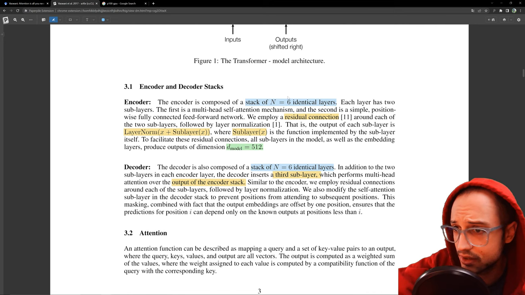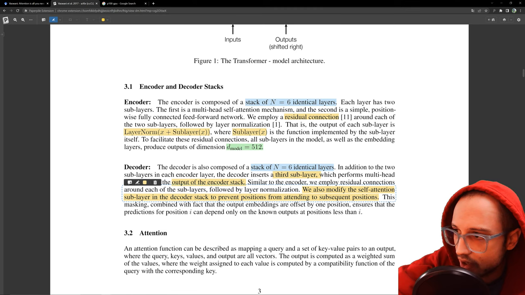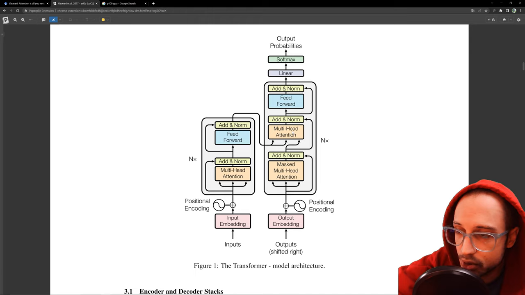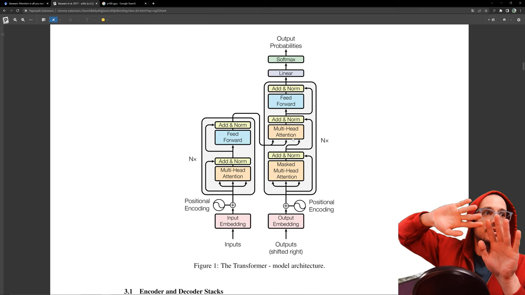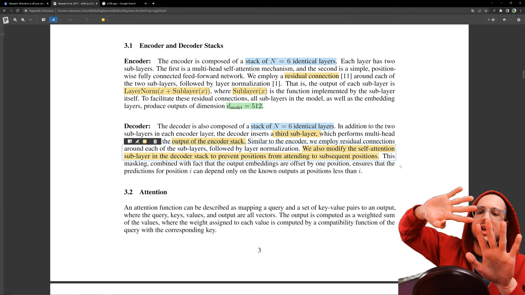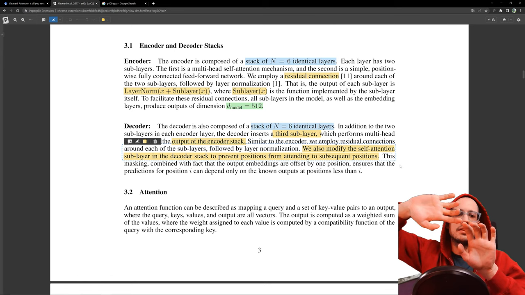We also modify the self-attention sublayer in the decoder stack to prevent positions from attending to subsequent positions. Piotr, I think that's what they mean here. The difference between this multi-head attention and the masked multi-head attention is that in the multi-head attention, every part of the input can attend to every part of the input. But the key difference with the masking is that it prevents positions from attending to subsequent positions. So rather than having this 4x4 array where every single element is filled, they're going to mask.